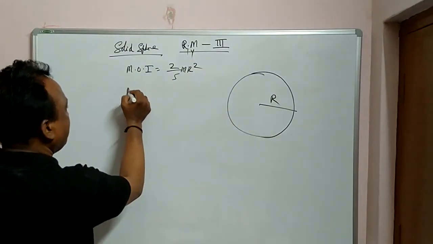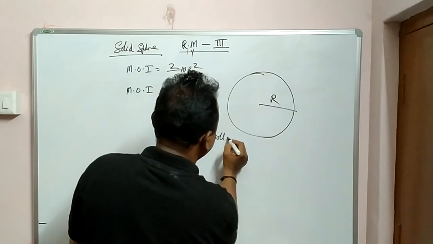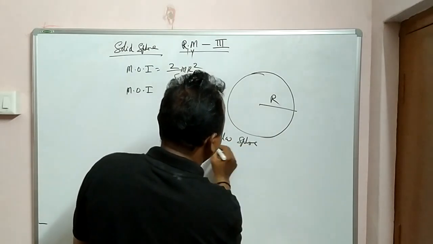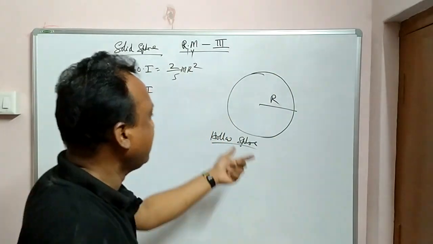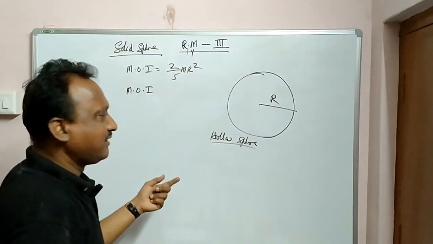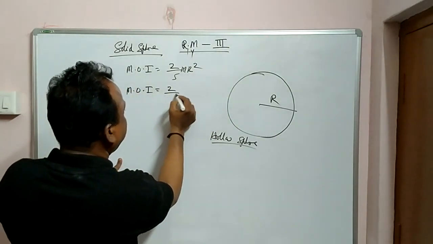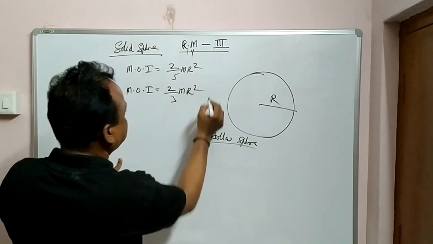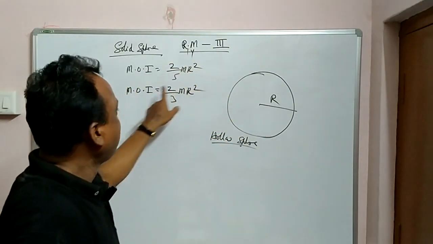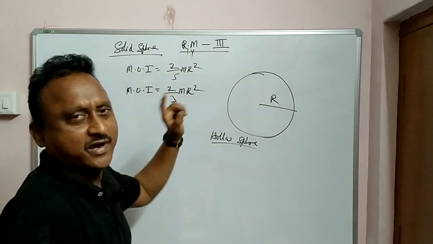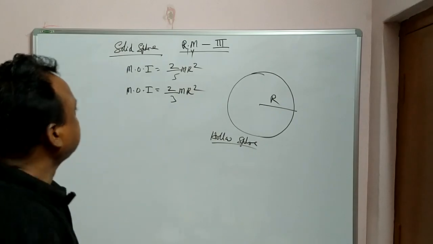In the same way, suppose they ask you about a hollow sphere. If they ask you hollow, that means there is no material inside the sphere. For a hollow sphere, it is just like a shell, the inside is all empty. So for that one, it is taken as 2 by 3 mr square. Solid sphere of radius r, 2 by 5 mr square. Hollow sphere, 2/3 mr square.